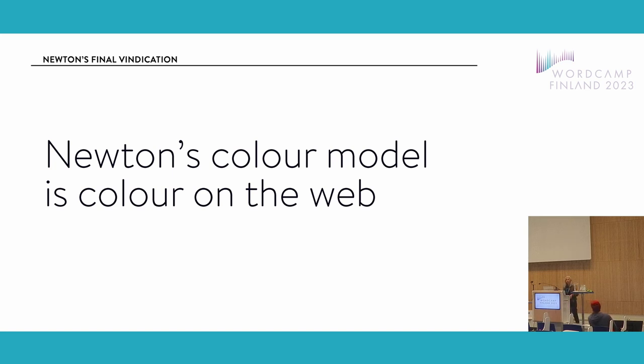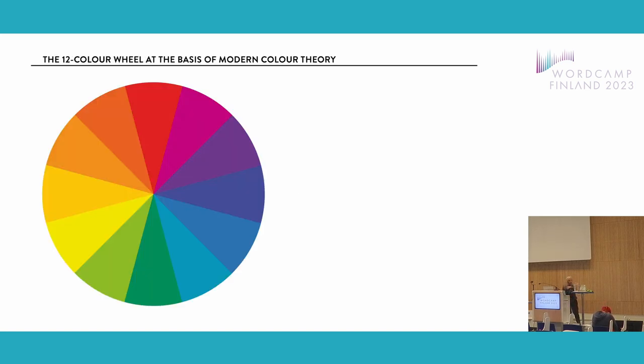Now, jump forward another couple of centuries. This is the 12 color wheel at the basis of modern color theory. In this version that you see here, there's a marked separation between the 12 colors. In reality, it's not quite like that. But this is the basis of uncountable color harmony cheat sheets that you can find on the web, all those blog posts that teach you how to use color and talk about color psychology and so on.